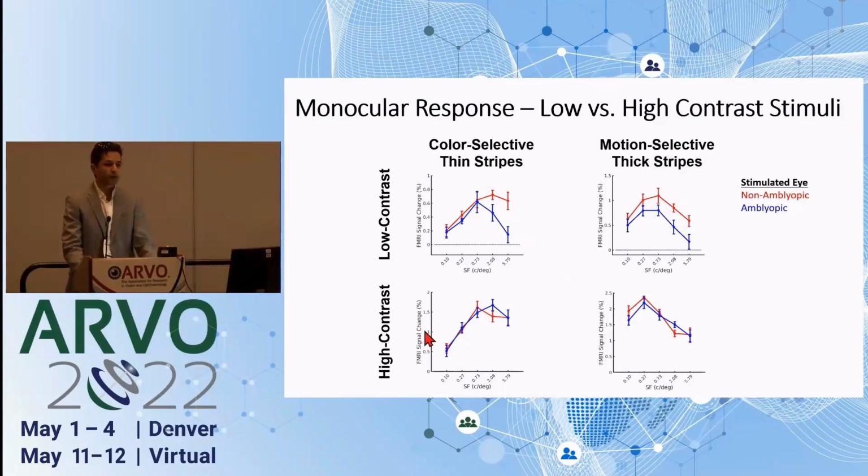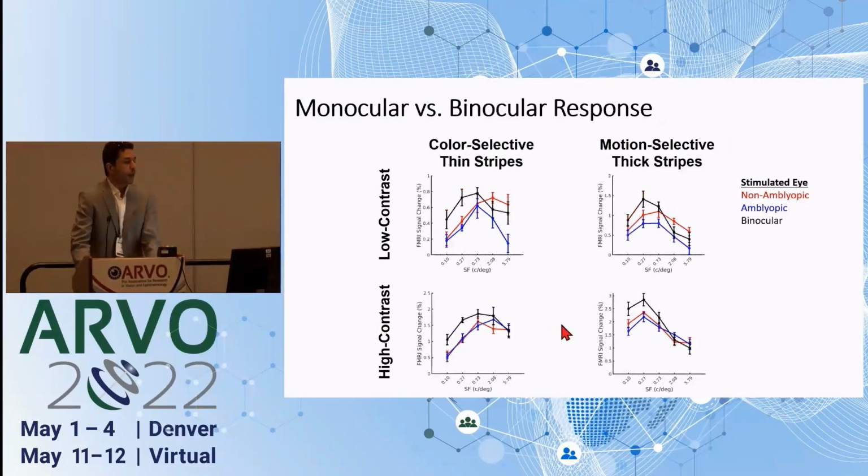When it comes to high contrast, similar to behavior, there is almost no difference between the two eyes. The pattern becomes similar. This is also the same pattern that we see in controls. And this is monocular versus binocular. Don't forget what Baker and Gilchrist showed. So here you see almost the same thing.